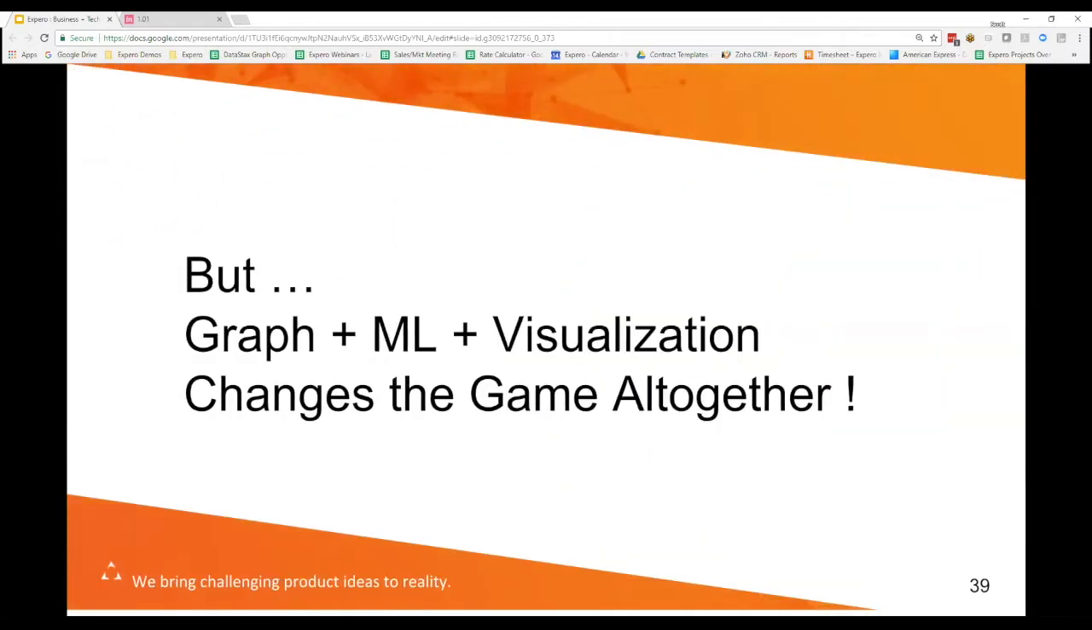Back to you, Scott. Well, hopefully you followed that. The graph was great, ML was even better, but now how do we get the final leg in the process? We've got to get our users aligned. And if we can do those three things, we believe this changes the game incredibly.